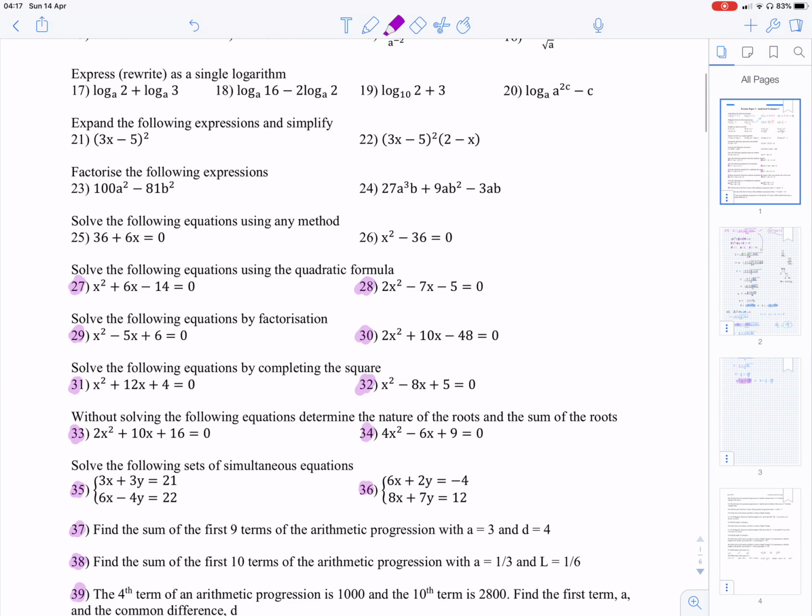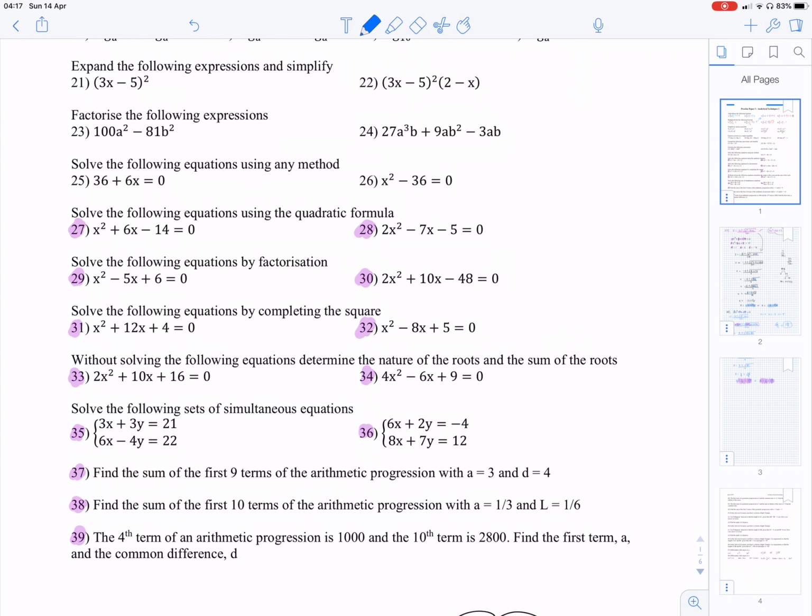Right, I think I'm going to break this video down, otherwise it's going to get too long. So I've done 27 and 28. I will do 29 and 30 in the next video.